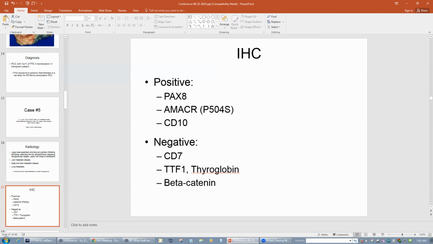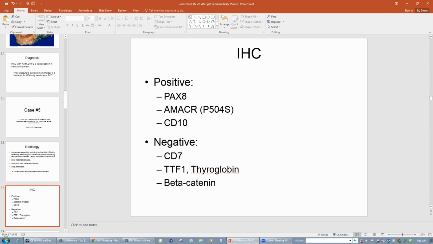It is negative for CK7, which rules out the possibility of a papillary renal cell carcinoma. Because of the neck lymph node and the papillary structure, we thought this could be thyroid carcinoma. So we talked to the clinicians, and they said the thyroid looks good. But anyway, we did TTF1 and thyroglobulin, and they are negative.